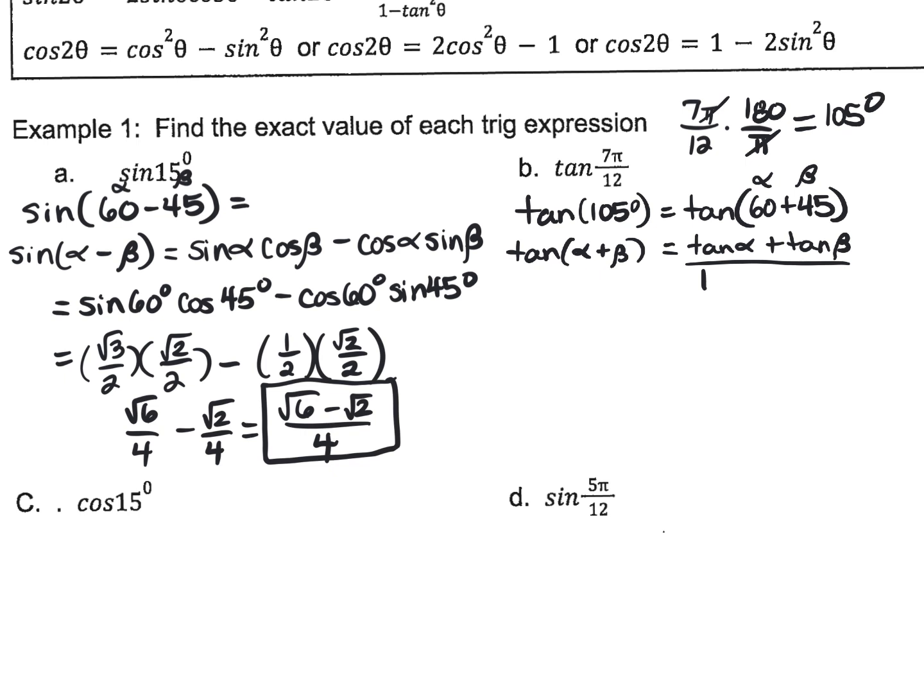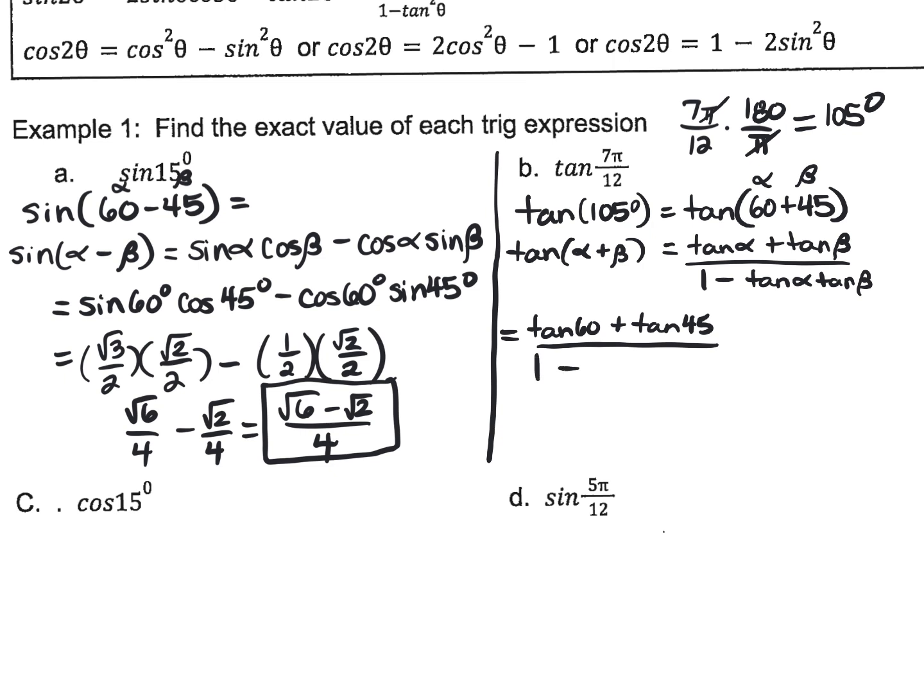tangent of A plus B is tangent A plus tangent B over 1 minus tangent A times tangent B. Okay, so let's fill in. This becomes tangent 60 plus tangent 45 over 1 minus tan 60 times tan 45. All right.